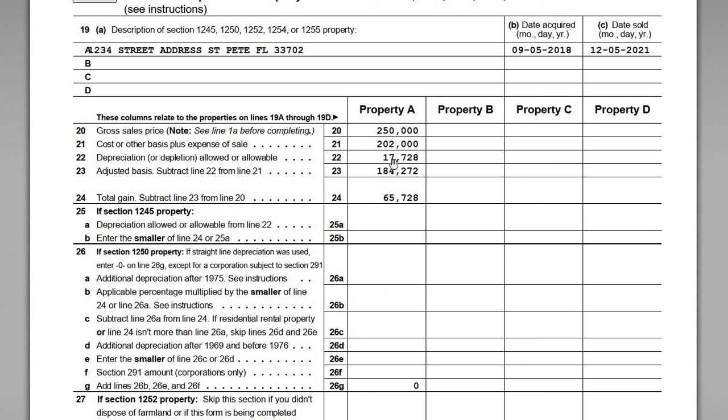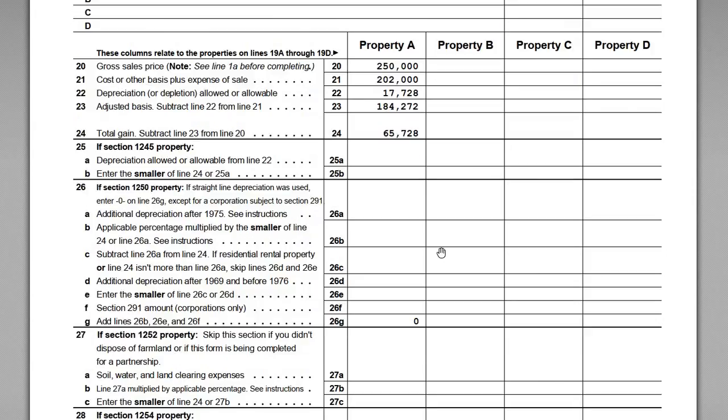Now here's the depreciation element, right? So line 22, we report the depreciation that was allowed or allowable that we've taken over the years. So this figure here, $17,728, that's the amount of the depreciation that John took on the property from the date he placed it into service up until the date of sale.